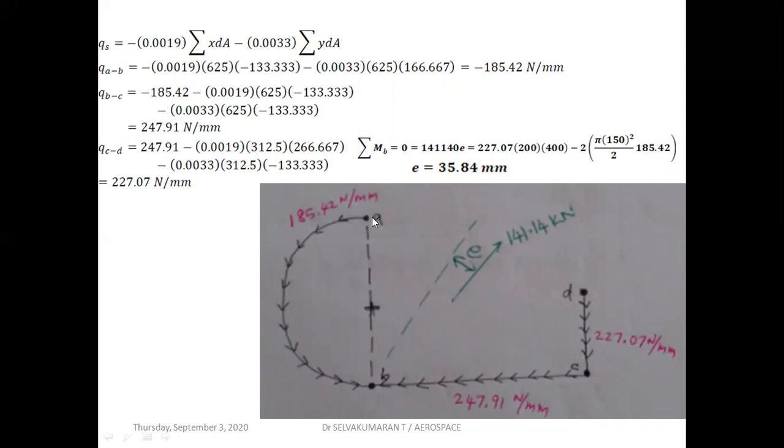Whenever you write the moment equation for a curved web, the formula you have to use is 2AQ. So for stringer AB, I'm writing the moment equation with B as my reference point. You just connect this by a dotted line, so this becomes the area. This area is pi r square by 2, so 2 into that area into Q, the shear flow 185.42. So the shear center is 35.84 millimeter. The 141.14 kilonewton shear load is acting at a distance of 35.84 millimeter from stringer B, at an angle of 45 degrees. Thank you.